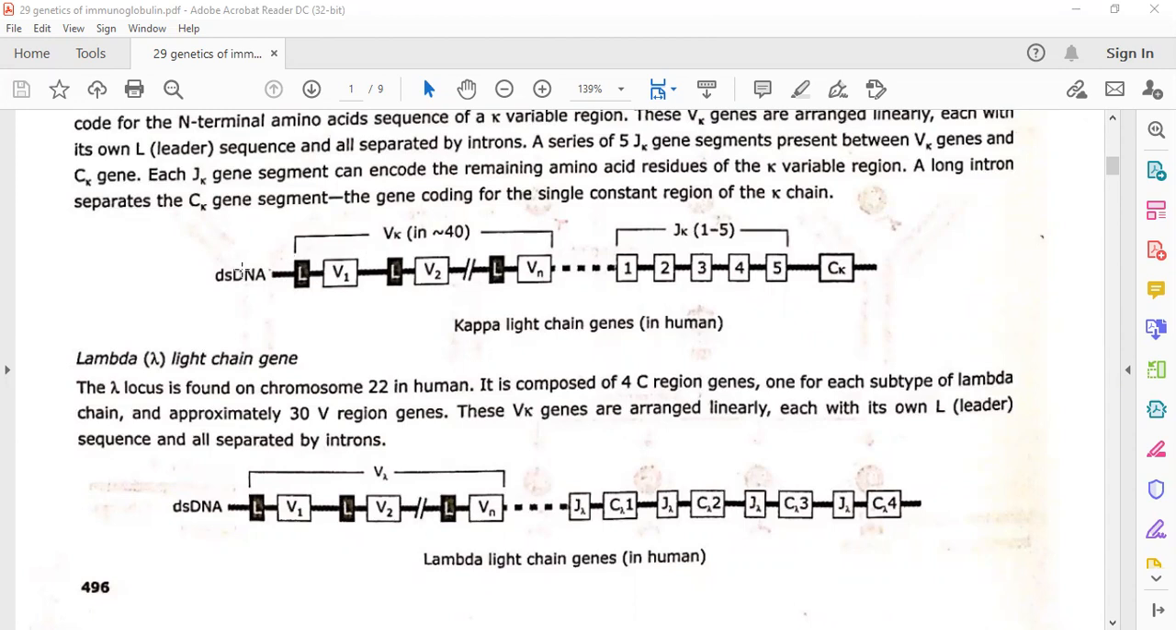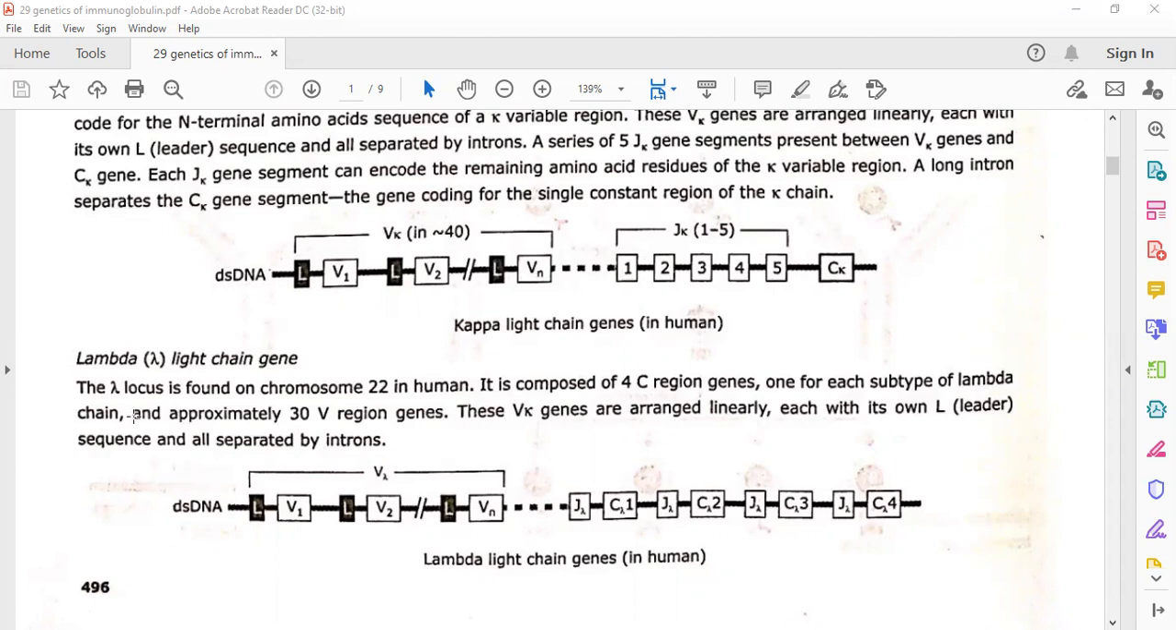Light chain, kappa chain. So this is the double stranded DNA, and V genes are there, 40 V genes, and 5 joining genes, and then the constant region genes. V1, V2, V3, V4, V5, V6, V7, and then a gap, and J region genes, J1, J2, J3, J4, J5. Okay. Same thing is in the lambda chain.